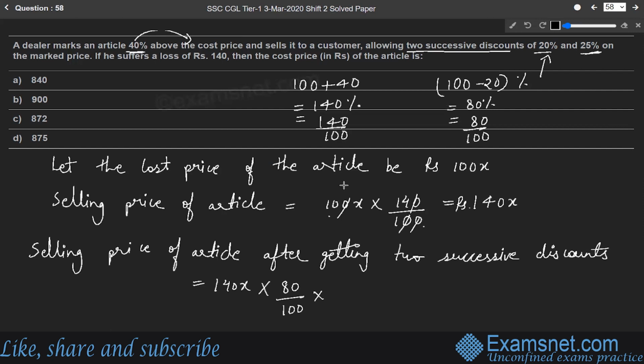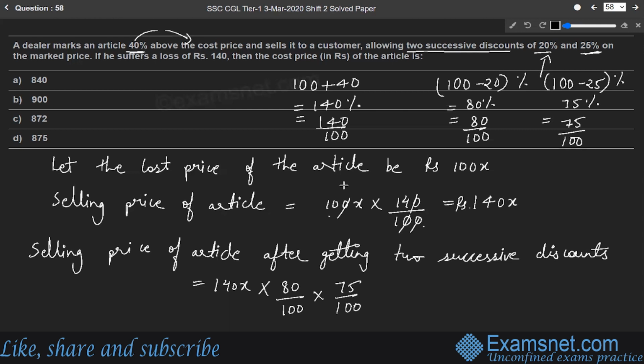Again, there is a discount of 25%. Again, the total of any value is taken as 100. Now there is a discount of 25%, so we have to subtract 25, since the value is decreased. 100 minus 25 is 75%, and 75% means 75 by 100. So multiplied by 75 by 100. I hope this step is clear to you, right?